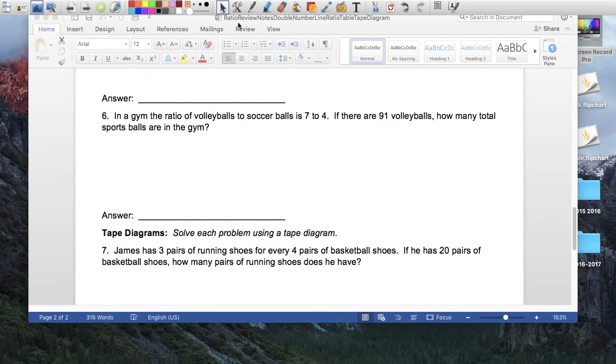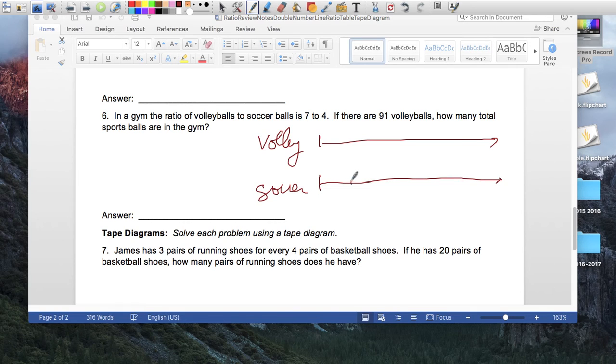6. So one more. So we have volleyballs, and we have soccer. Relationship is 7 to 4. So soccer is about 4, volleyball is about 7. So we want to know how many there are when there's 91 volleyballs. 91 is all the way out here.